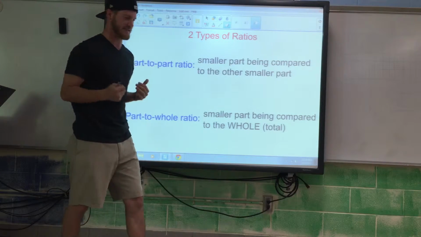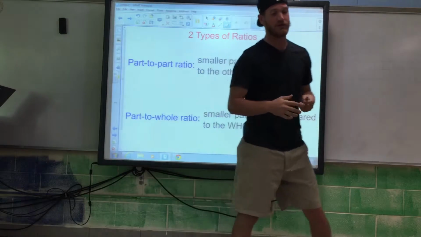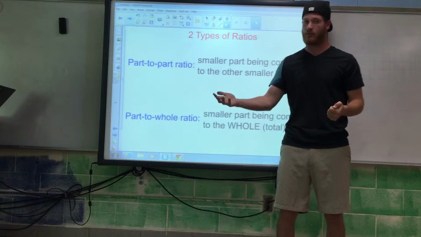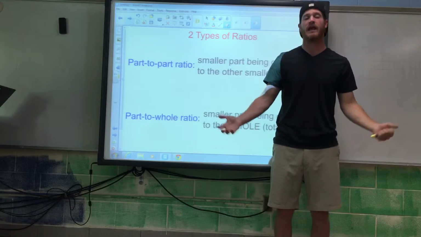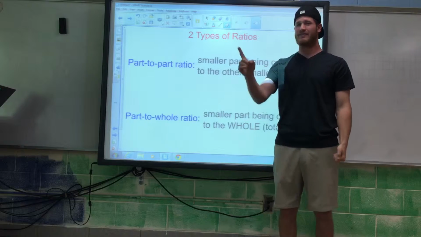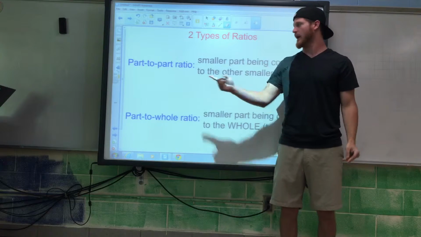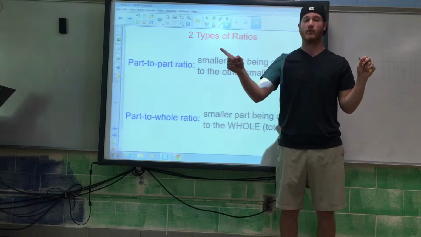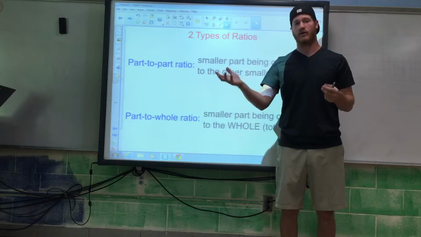Now, that sounds like a lot of parts. When we deal with ratios, there are three parts to a ratio. There's a small part, another smaller part, and then the total part. So think about boys to girls. If I have one boy and two girls, a part-to-part would be the one boy to two girls. So that ratio would be boy to girl, 1 to 2.